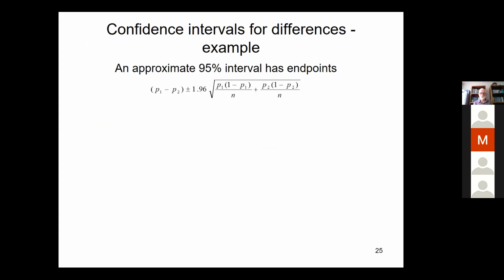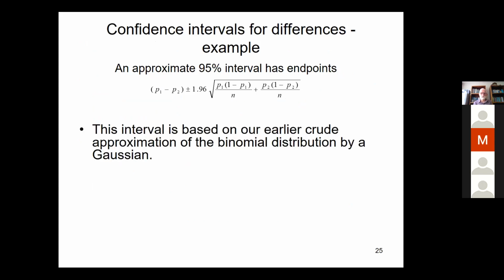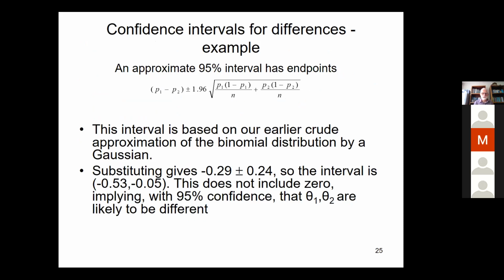And again, you can use a Gaussian approximation to find an interval, and a 95% interval comes out as this. It's between minus 0.53 and minus 0.05. Not surprising, given that you've only got such a small number of observations. It's very wide, but it doesn't include zero. And that implies with 95% confidence that θ1 and θ2 are likely to be different.